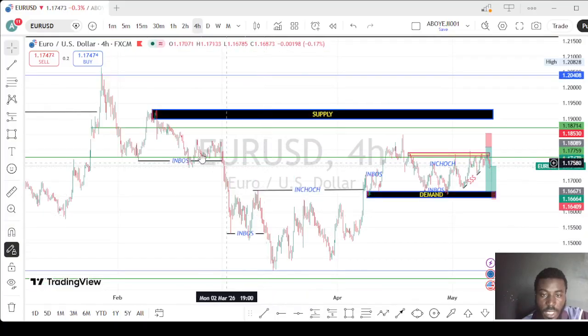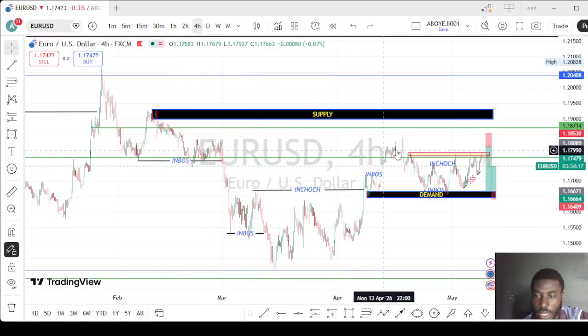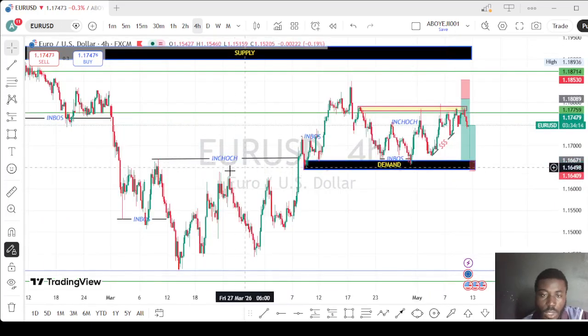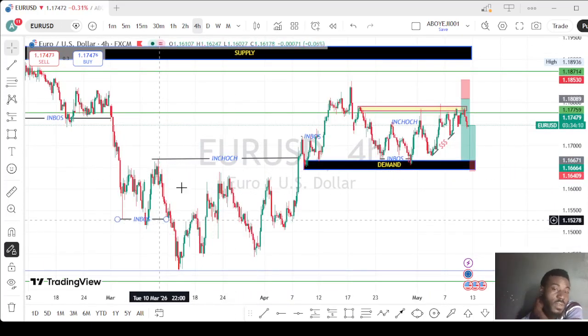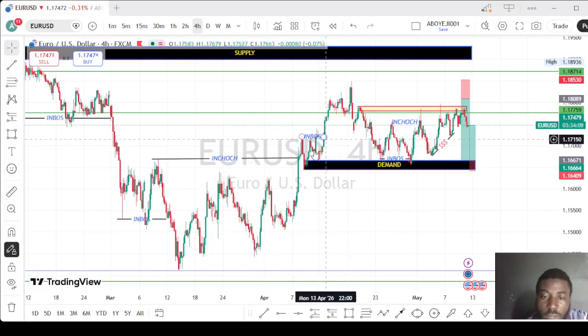And if you can read the structure, this is the supply we are expecting the market to mitigate before you can see a huge downtrend. And this is the supply the market is... You can see the minor supply that is giving us the uptrend. And what we are seeing now, let's read the structure. This is the break of structure, this is change of character, and we have seen an uptrend.